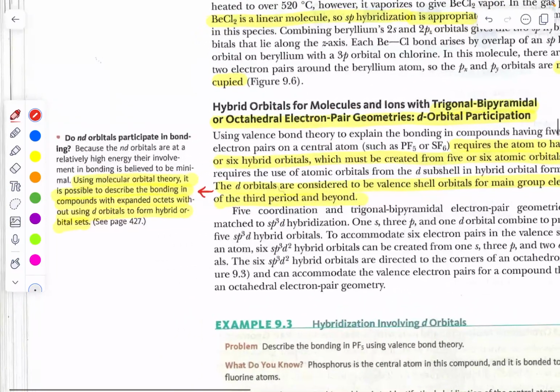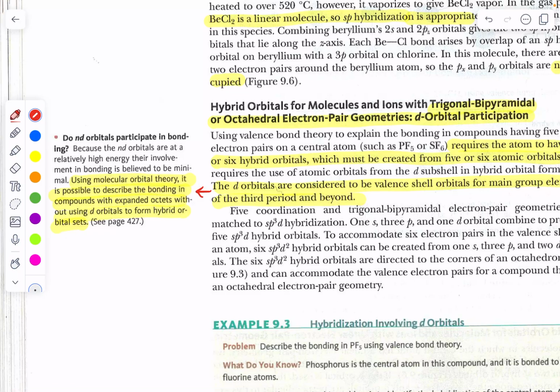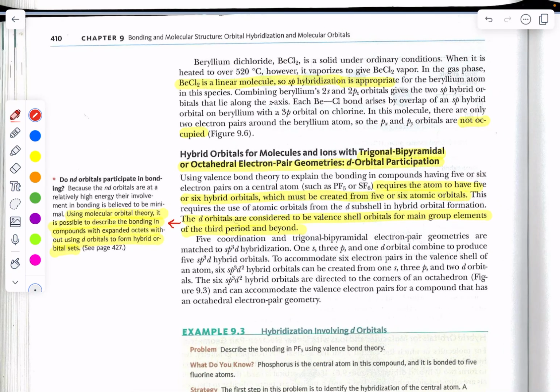And then we can move in the direction of expanded valence, and I'm going to stop right here and we will pick up in the next screencast.